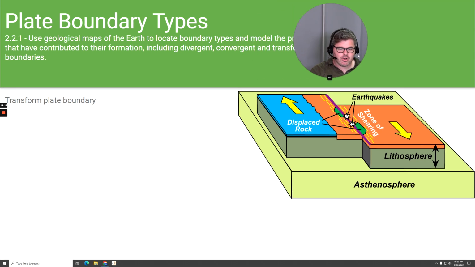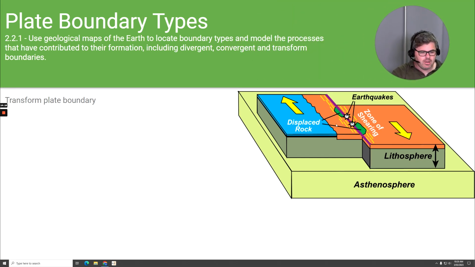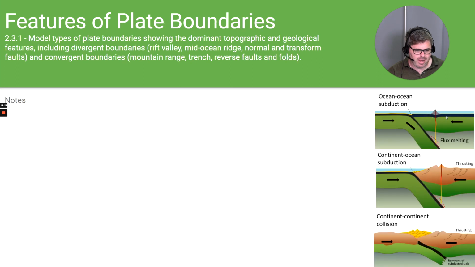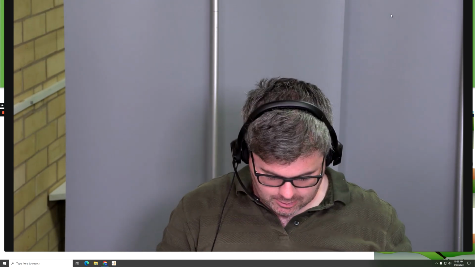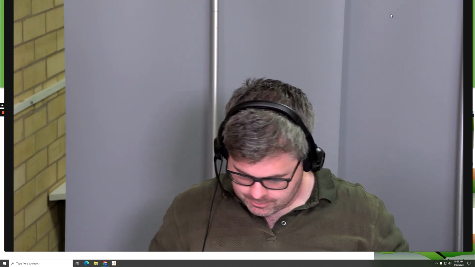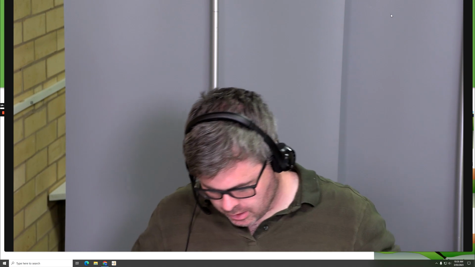Now here we can have a transform plate boundary. A transform plate boundary results in two plates moving side by side, and they often have a huge amount of energy being released. Let's say I'll just blow this up a bit. Let's say we want to look at the structure of an earthquake in particular.